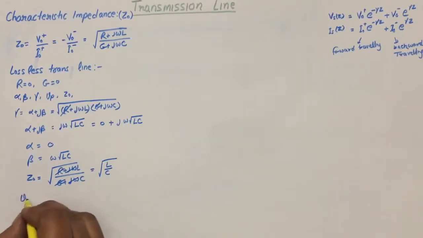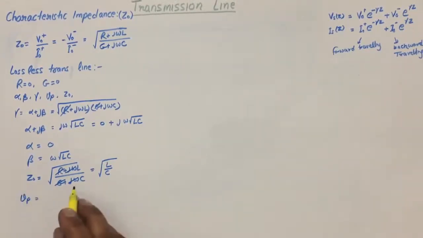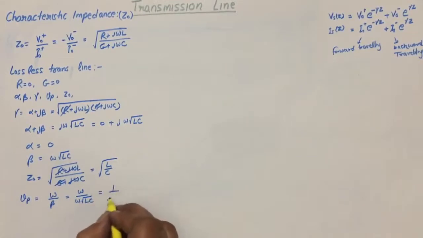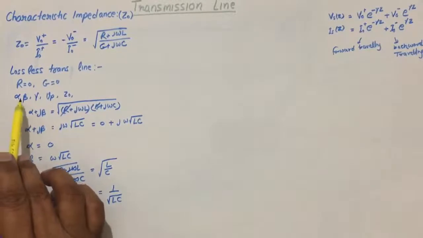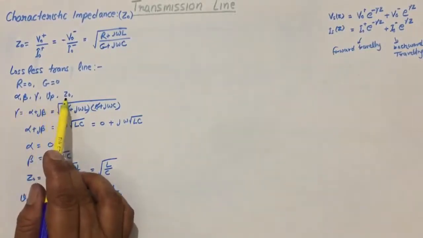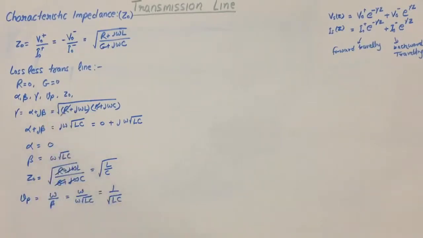Now the phase velocity, that was omega by beta. We have discussed this formula already. So omega divided by omega under root LC. Phase constant we have derived from here, so it can be written as 1 by under root LC. So in this way we have alpha, beta, gamma, phase velocity and characteristic impedance for the transmission line.